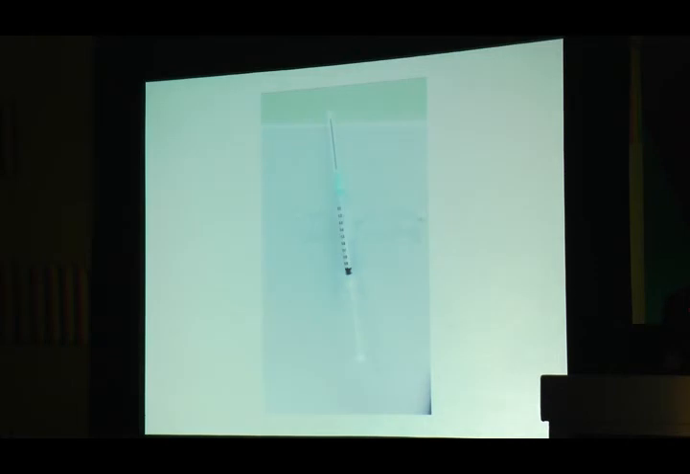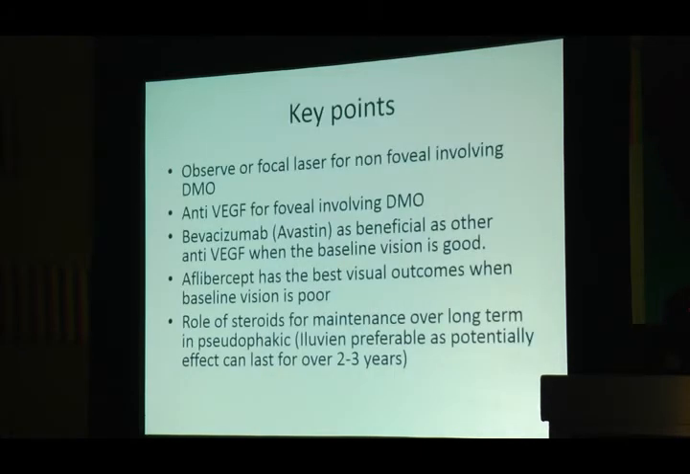So the key points are that if it is non-foveal involving, you can either do focal laser or observe; anti-VEGF is for foveal involved DMO. One thing to remember is that when the vision is good, none of the studies have found Avastin to be inferior to either Lucentis or Eylea. So if the vision is still good, Avastin can still be the first line of treatment. Only Protocol T showed that when the vision is poor, you get slightly better results with something like aflibercept or Lucentis. But if the vision is still good, even if the center is involved, you can still go for the cheaper version, Avastin, as a first line of treatment.